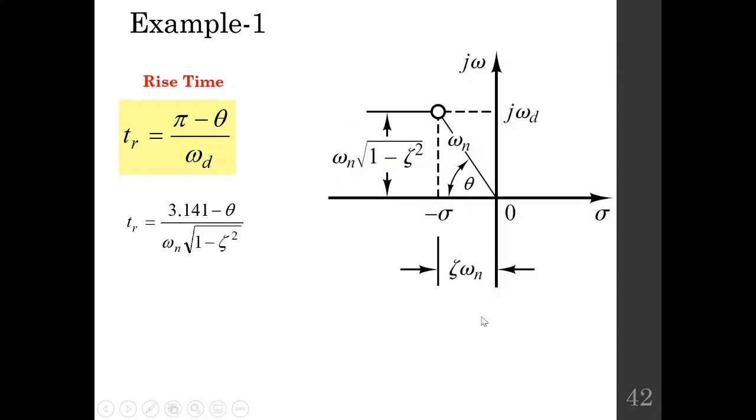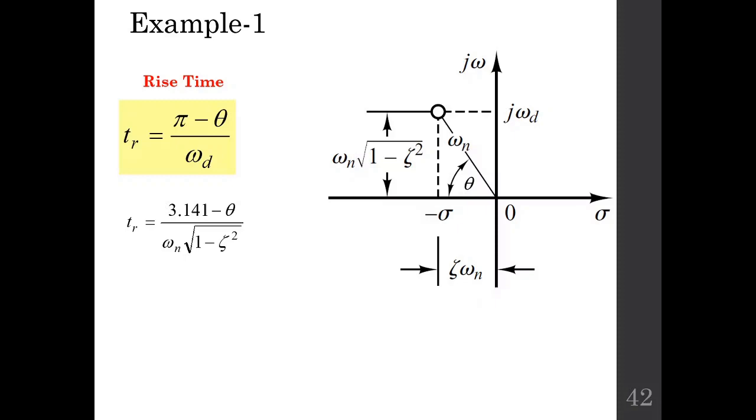We have already discussed the S-plane graph, which represents lots of things. Here the distance from the origin to this point is omega d, which is equal to omega n under root 1 minus zeta square. Similarly, the distance from the origin to this negative real term, which is represented by minus sigma, is equal to zeta omega n.